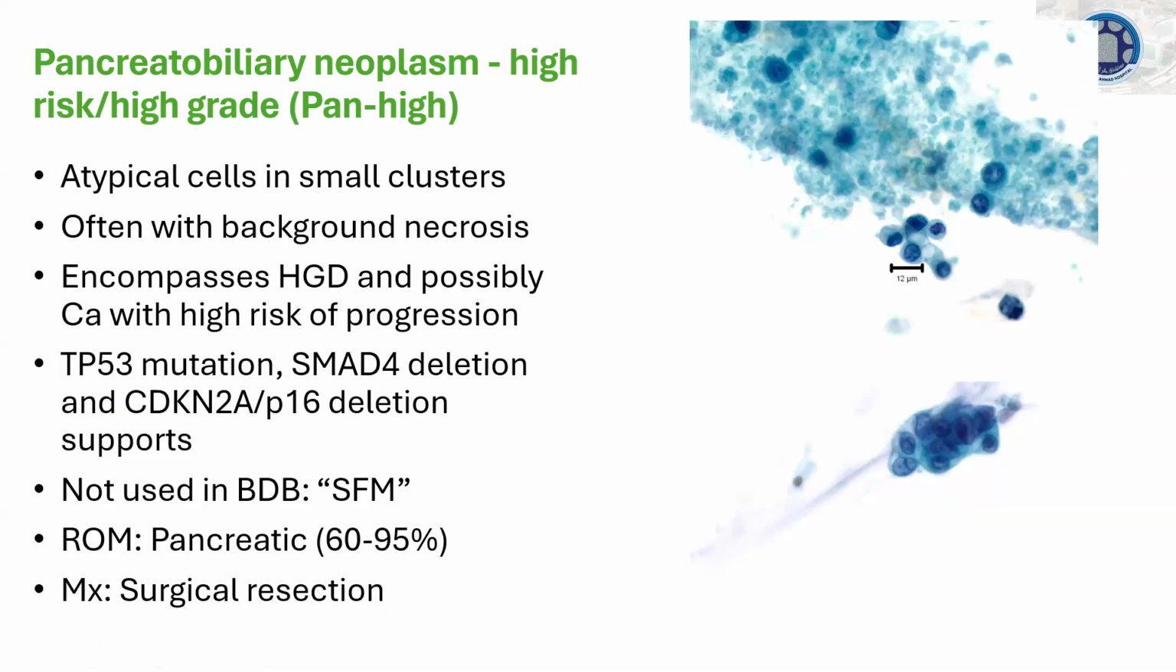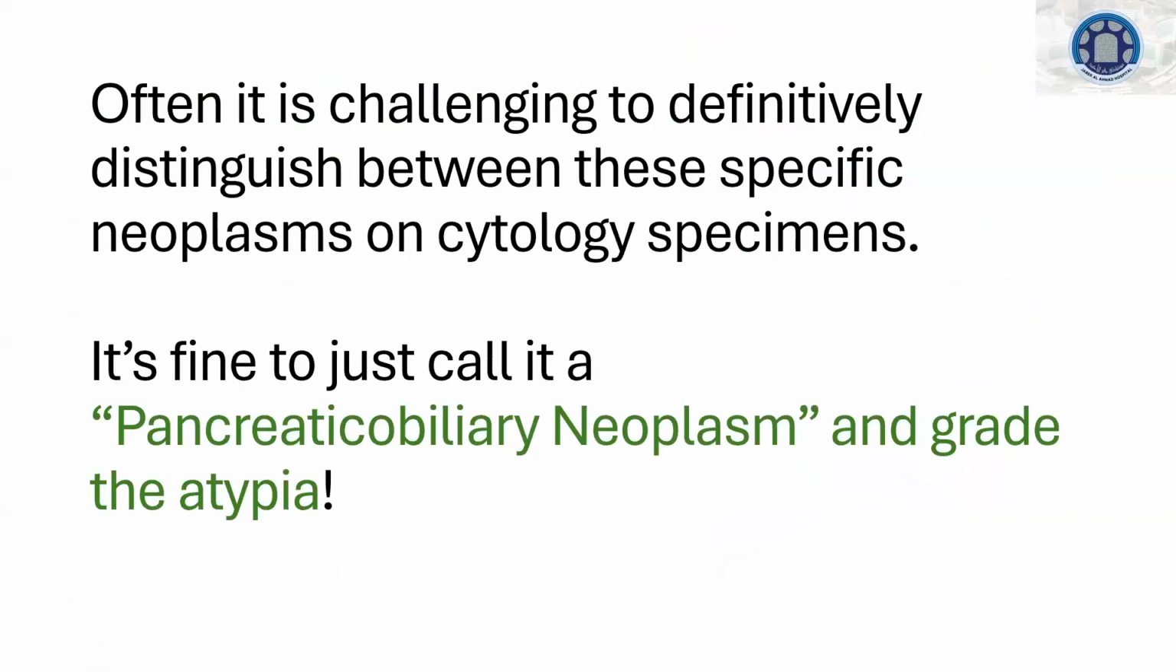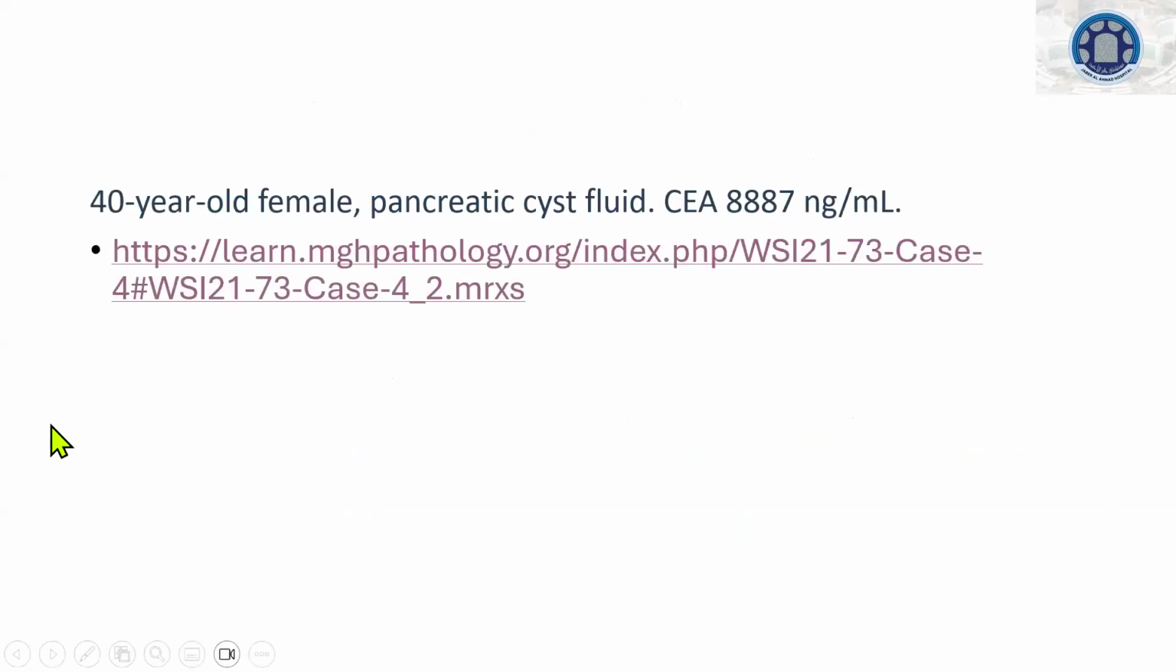Whereas in case of pan low, you can even adopt a conservative approach. Now, it is very challenging to definitely distinguish between whether it is IPMN, IOPN, ITPN, MCN and all. You are not expected to do any of that in cytology. In cytology, you can just call pancreato-biliary neoplasm and grade the atypia. You need not differentiate the subcategories. Okay, you just can put it under pancreato-biliary neoplasm. Now, this is another case.